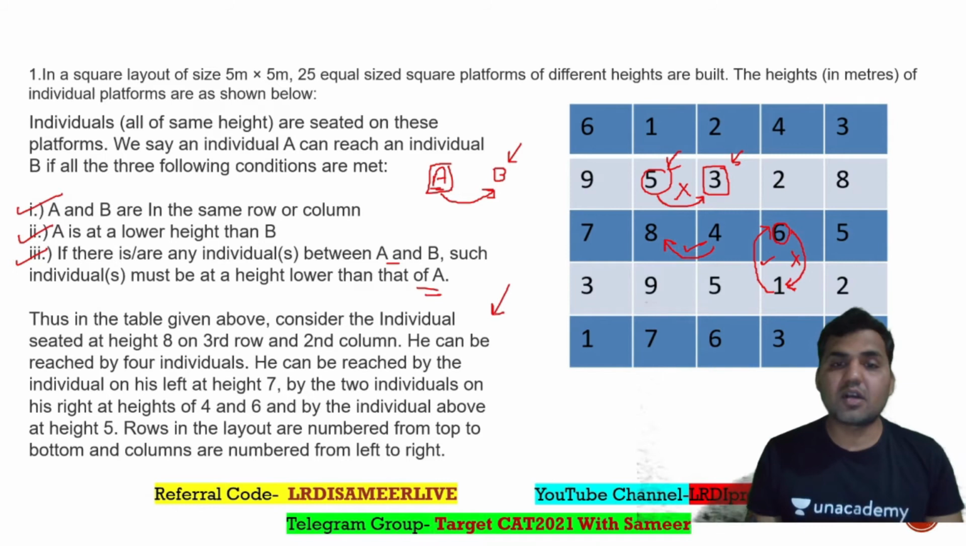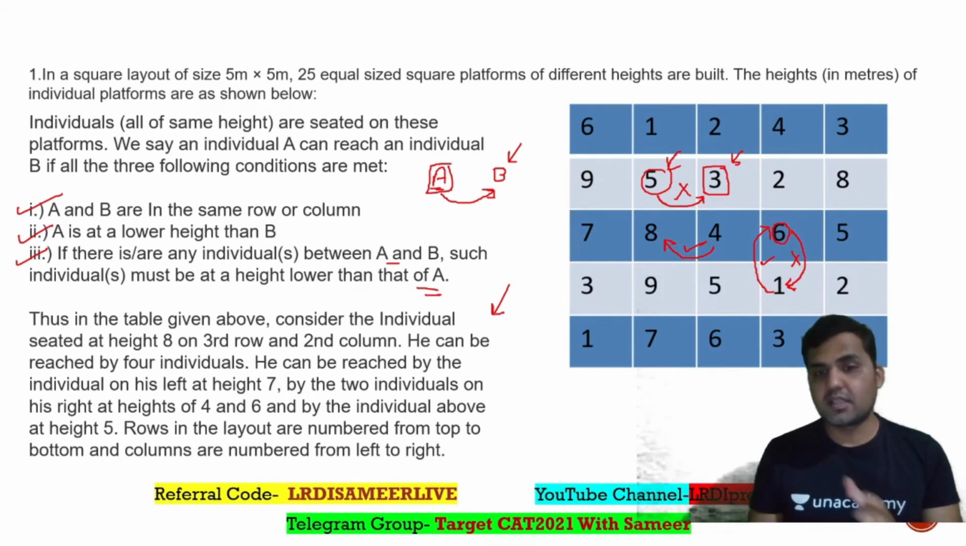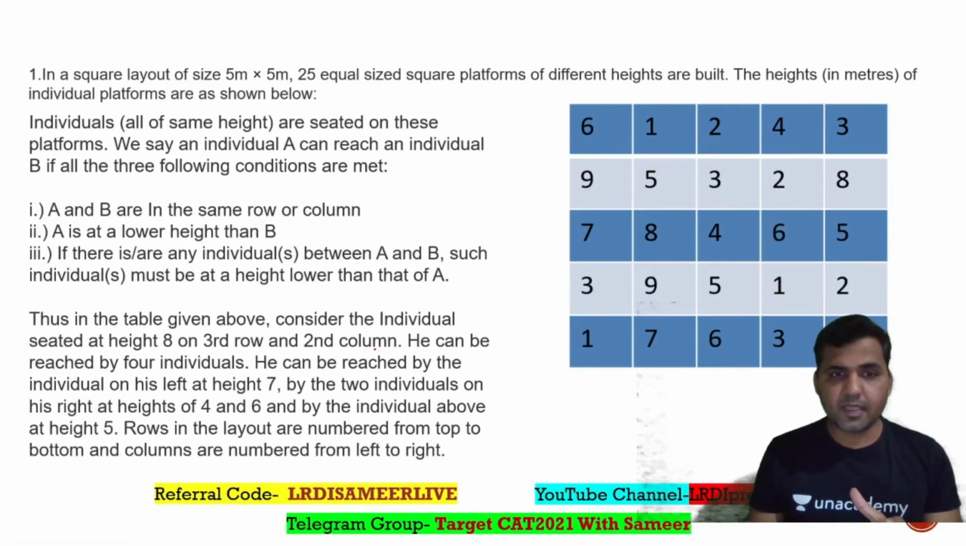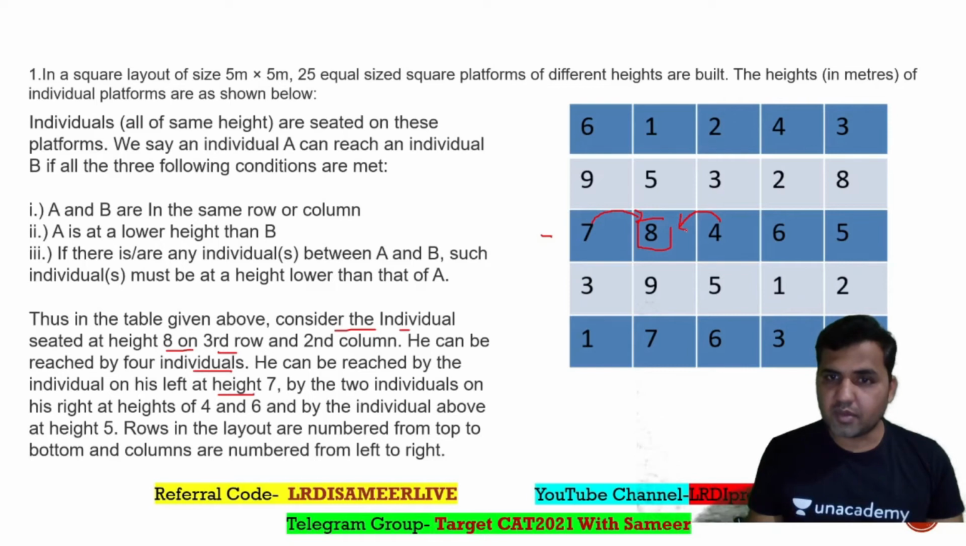And here, this is also an example of how to read this whole matrix. In the table given above, it says, consider the individual seated at height 8 on the third row. So this is the third row, this is person 8. Now, on the third row and second column, he can be reached by 4 individuals. He can be reached by the individual on his left at a height of 7. So 8 can be reached by 7, yes, because 7 is at a lower height than 8. 8 can be reached by 4 because 4 is at a lower height as compared to 8.